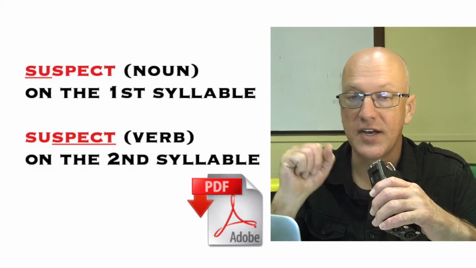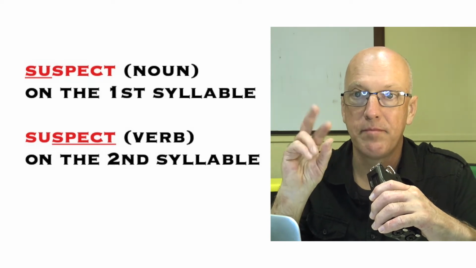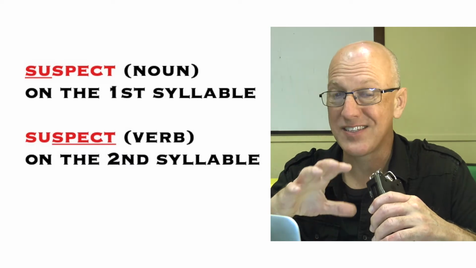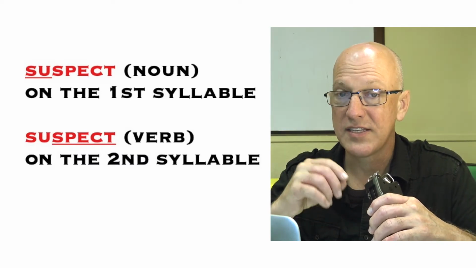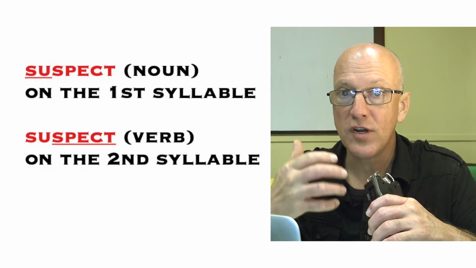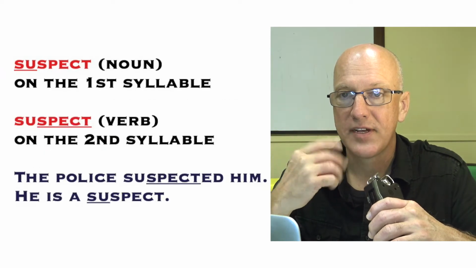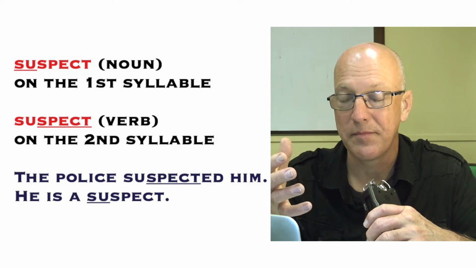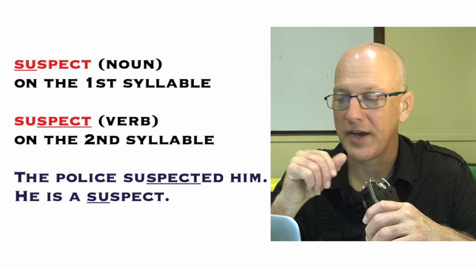Everybody say a suspect. Right, a suspect. Bump, bump, first syllable. A suspect is a person that the police think might have committed a crime. So that's a noun. That's a person, a suspect, right? The verb, the action, is to suspect. Now let's try that together. Everybody say, the police suspected him. Right. He is a suspect.